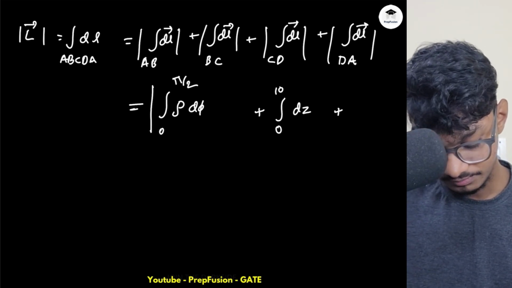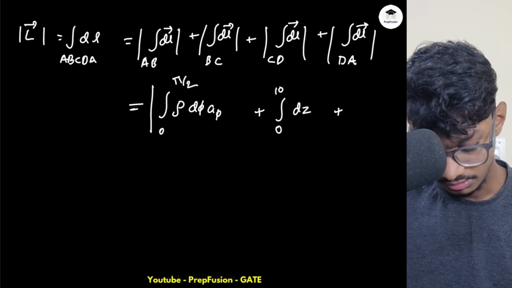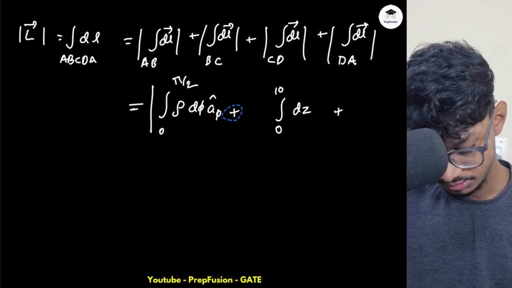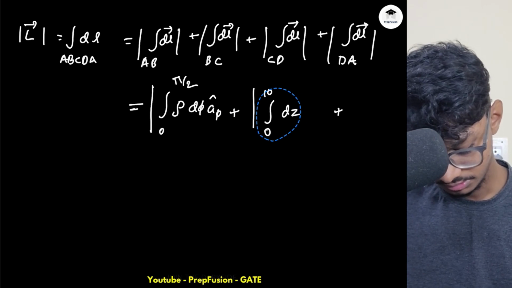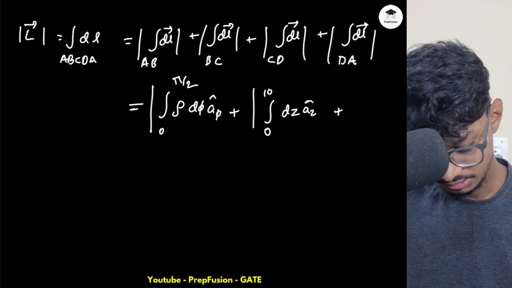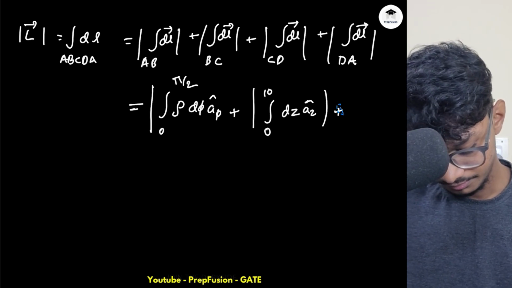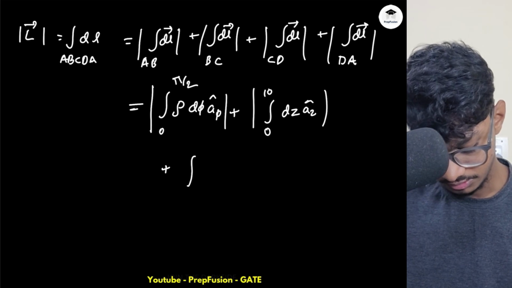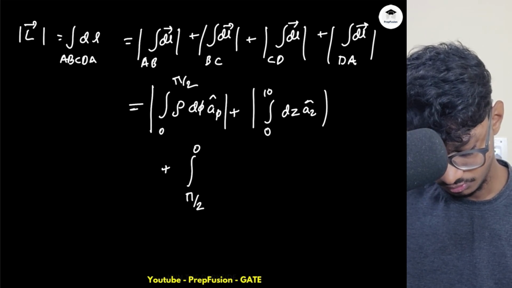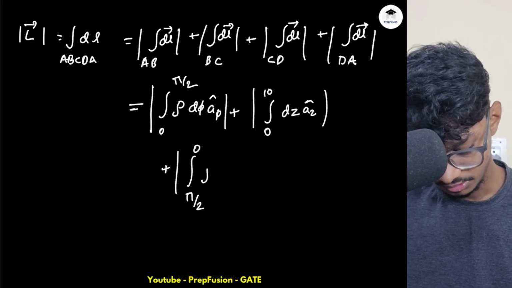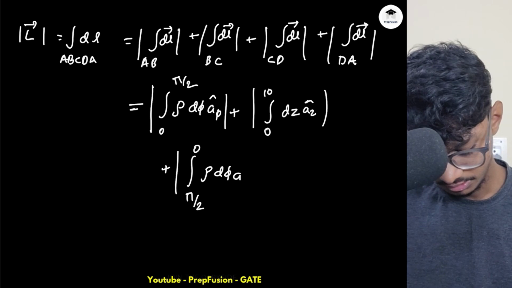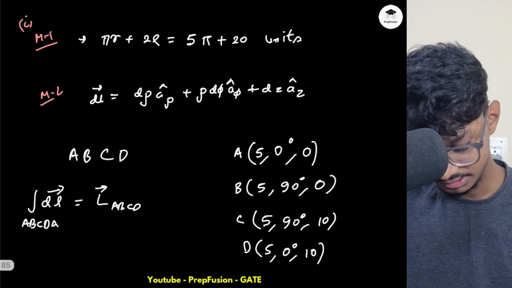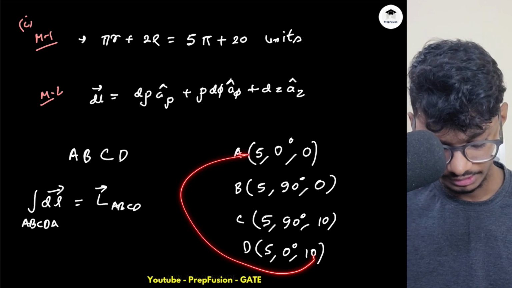So even though there is an arrow cap here, I will just take the magnitude, just to maintain the consistency. This is Z cap, plus this is going from pi by 2 to 0 degrees in the magnitude. This will be rho d phi a phi, plus again the same thing, only here I am going from 10 to 0.